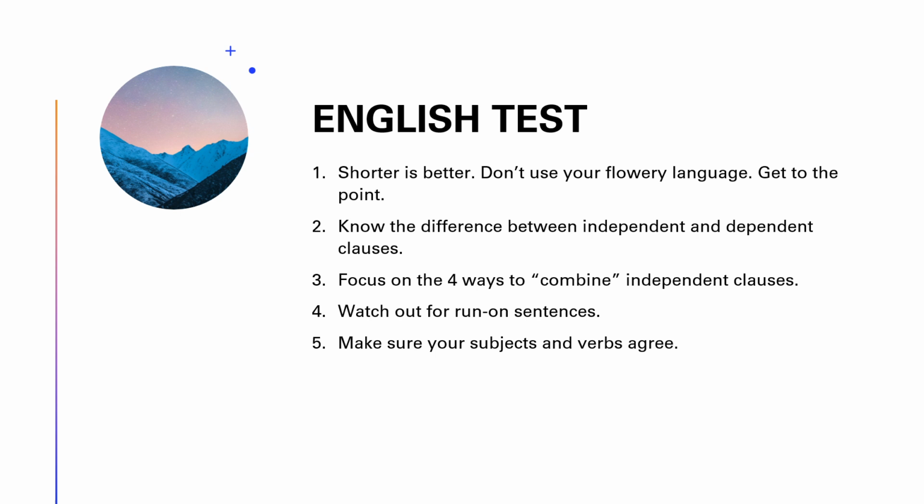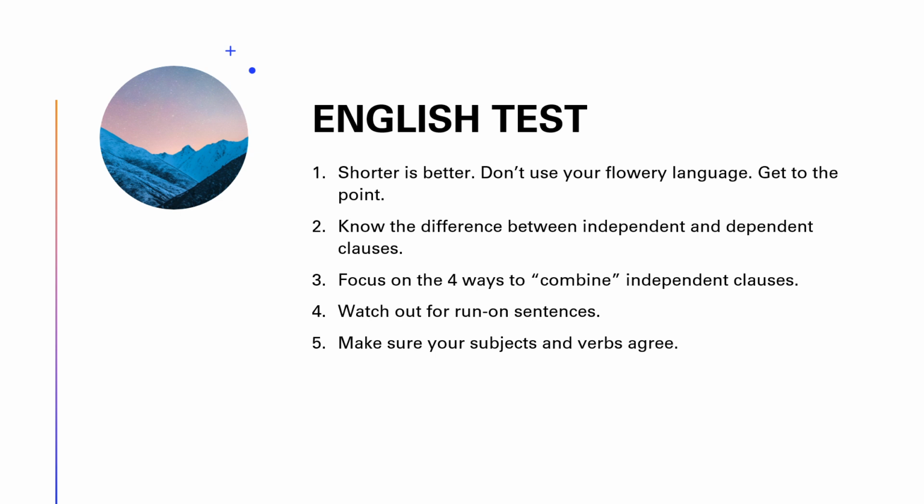The next thing that you need to know is the difference between independent and dependent clauses. Now, I know this is something that you have not heard in a long time, so I'm going to go over it in the next part to remind you of what independent and dependent clauses are. There are 4 ways that they're going to talk about combining those independent clauses, and so I'm going to remind you of what those are.